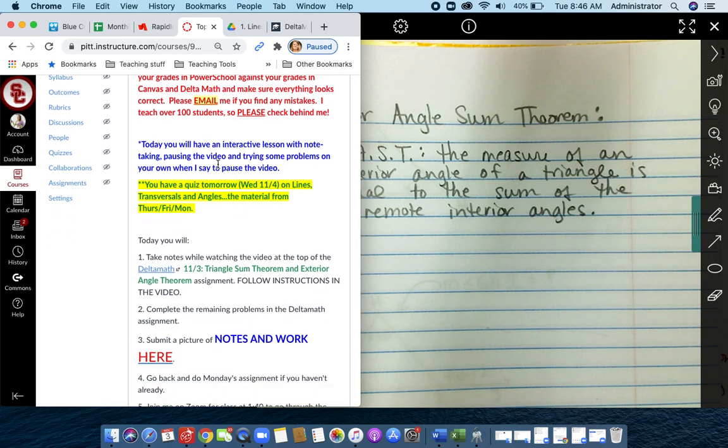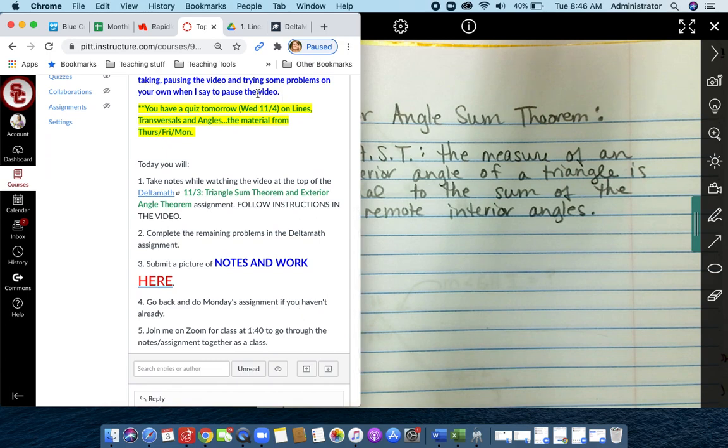So today you are going to have an interactive lesson. You're going to take notes, but also pause the video and try some problems on your own when I ask you to pause. You do have a quiz tomorrow on lines, transversals, and angles. So the material from Thursday's vocab, Friday, and Monday. If you have not yet done those assignments, you need to do that so you'll be ready for that quiz. These topics are not hard, but if you are not keeping up, you will become overwhelmed. So please keep up day to day.